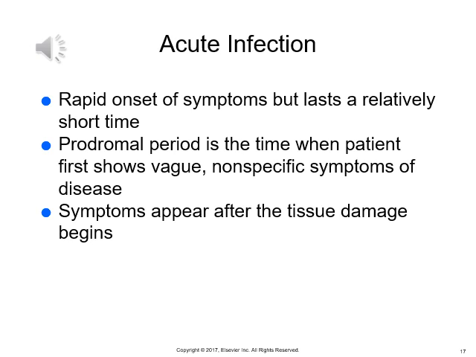Now let's look at the 4 types of infection. The first is acute infection. It has a rapid onset of symptoms, but lasts for a short time. The prodromal period is the time when the patient first shows vague, nonspecific symptoms of disease, and symptoms appear after the tissue damage begins.